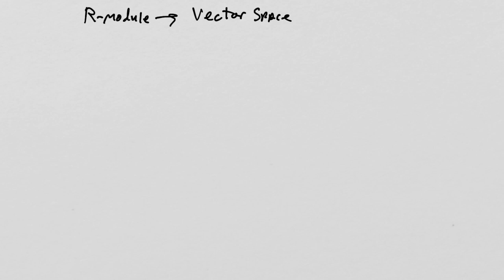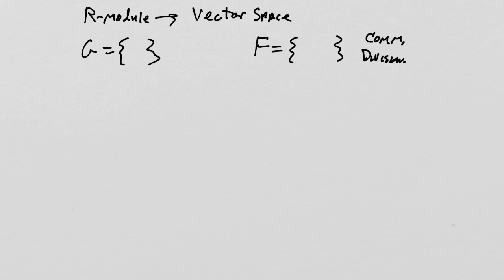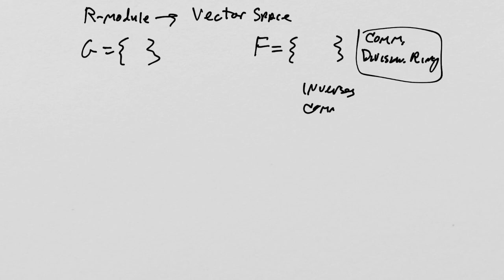And the way you make an R module a vector space is you still have your abelian group, and your ring now is a field. It's a full-fledged field, which means it's a commutative division ring. Now, the distinction between an R module and a vector space is simply the existence of inverses and commutativity. There must be inverses in the field, and the field must be commutative, such as with the real numbers or the complex numbers. And once you have that, you might call it an F module, but we usually call an F module a vector space, as long as F refers to a field.